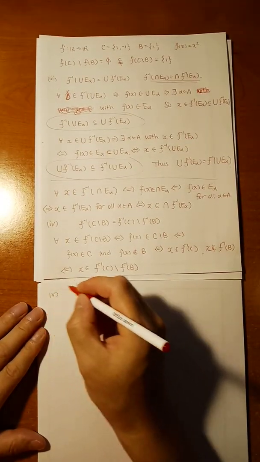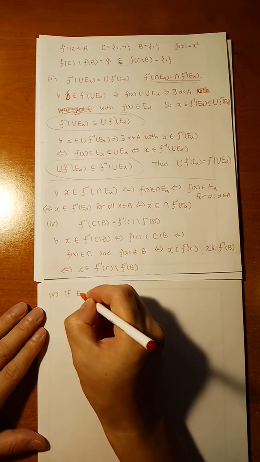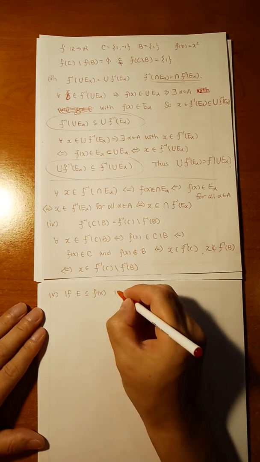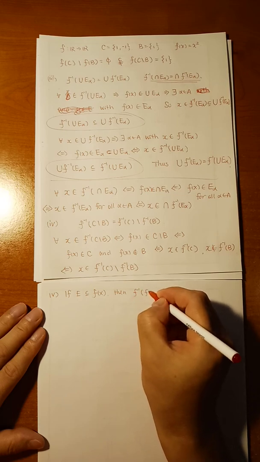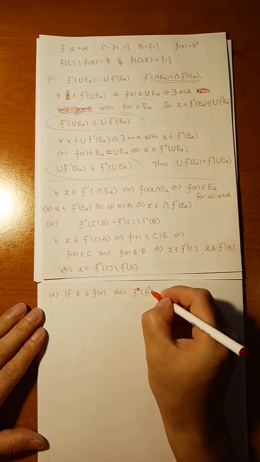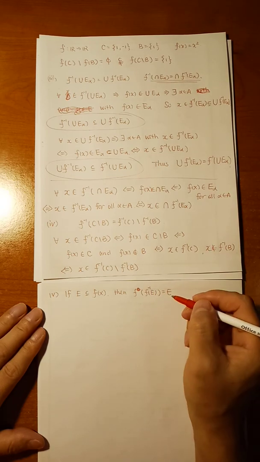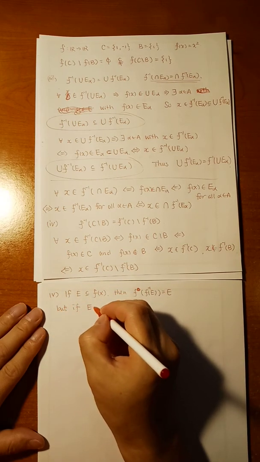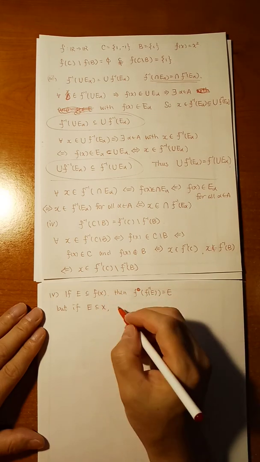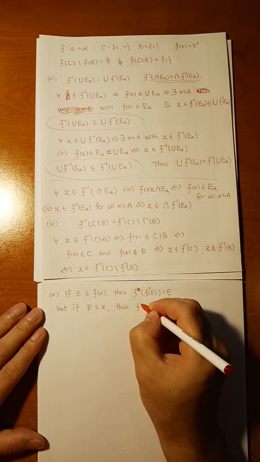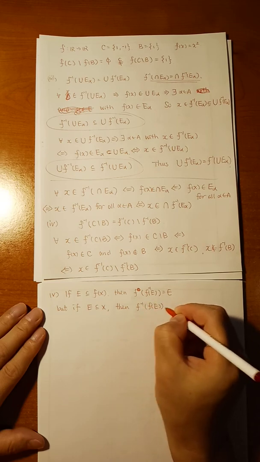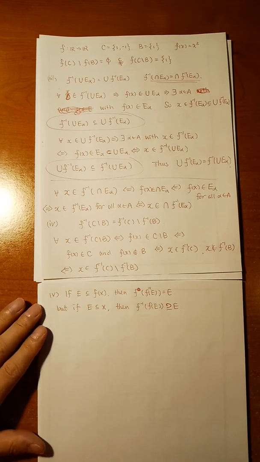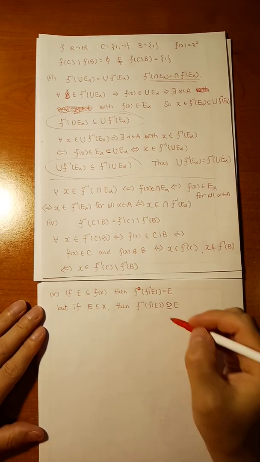And part 5, if E is a subset of the image of f(x), then f of f inverse of E is equal to E. We can cancel f inverse, but if E is a subset of X, not the image, then f inverse of f of E contains E. Okay, now let's prove it.